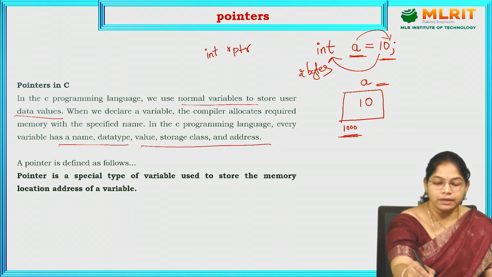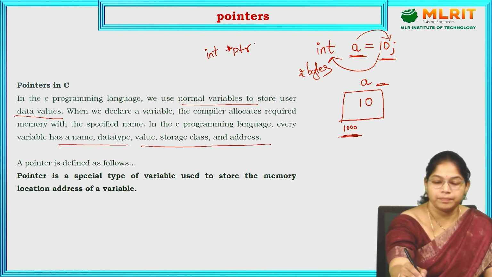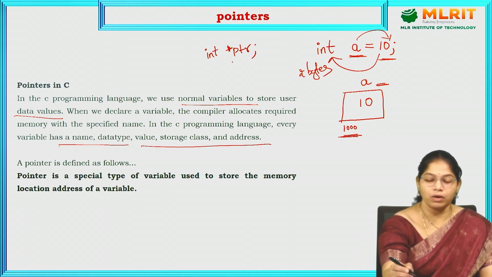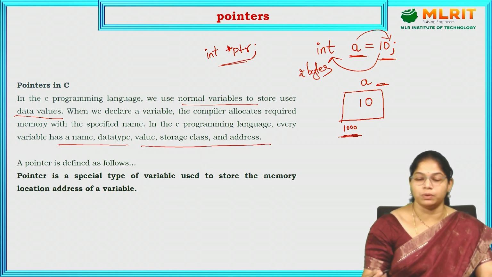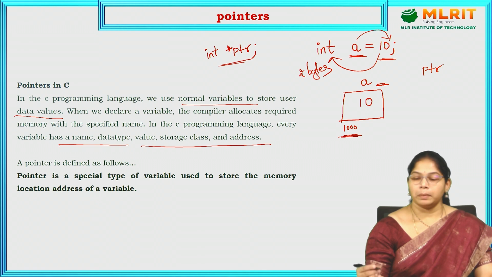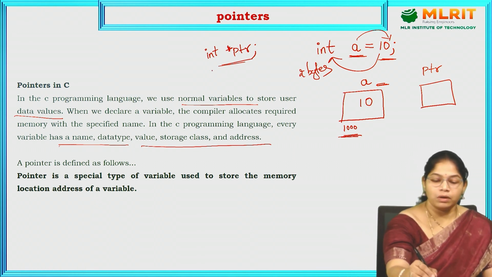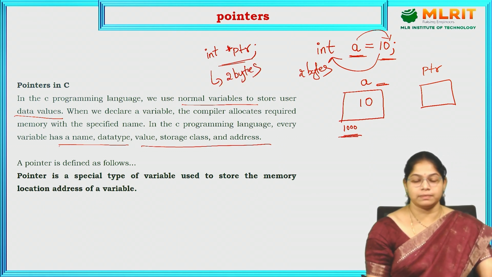The pointer is always prefixed with the symbol asterisk. It is also like a normal variable. Some more memory is allocated for this pointer also. So, here we have a ptr. Some memory is allocated to this also. How much memory is allocated? This ptr is also type integer. So, 2 bytes of memory is allocated for this.